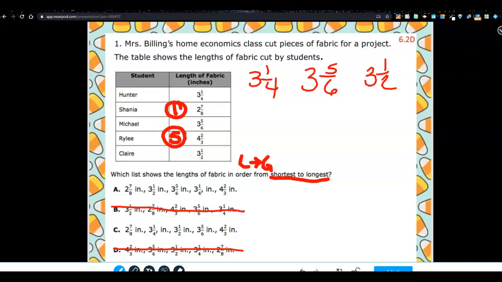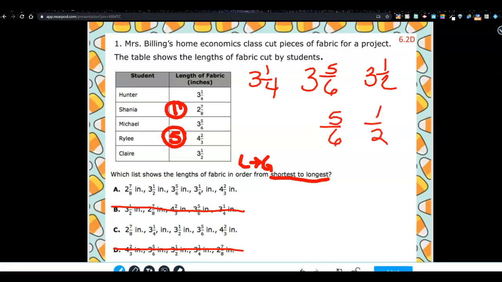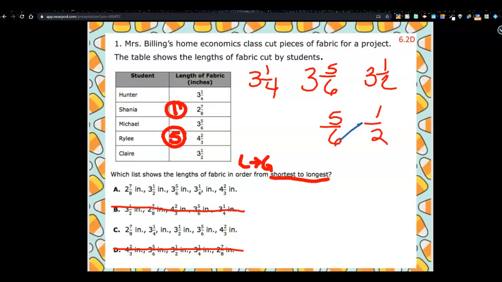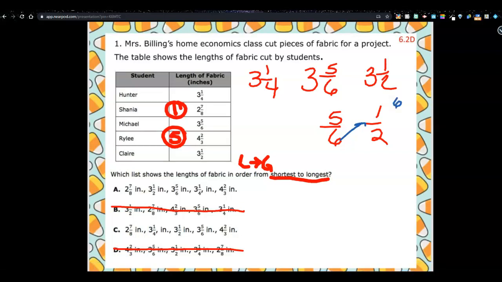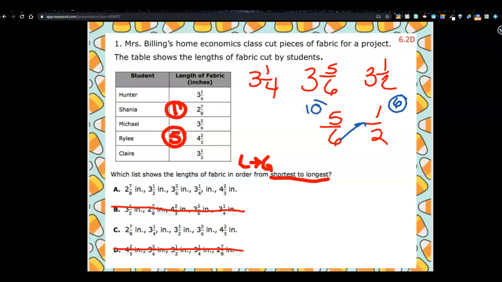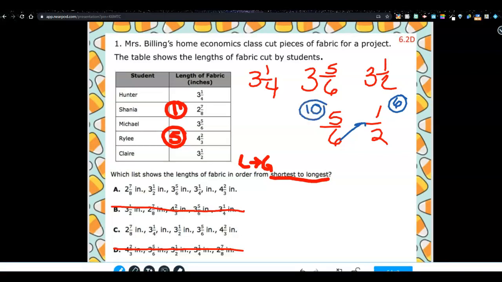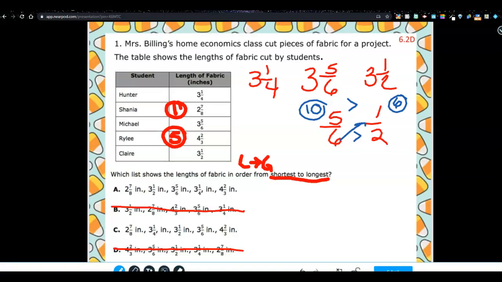But let's say I didn't know that and I have to compare them. So I'm going to compare 5/6 and 1/2. I'm going to switch colors over here. Okay, so remember the butterfly that we do here? 6 times 1 gives me 6. 2 times 5 is 10. So 10 is greater than 6. So 5/6 is greater than half.